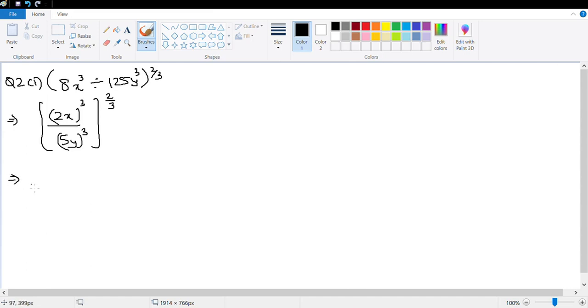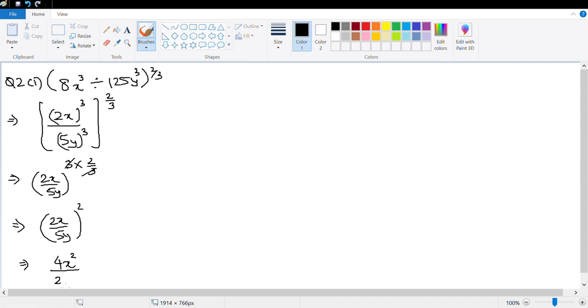So this is (2x upon 5y) cube multiplied with 2 to the power 3. 3 and 3 get cancelled. So my answer is (2x upon 5y) whole square. Let's open this bracket. This will be 4x square upon 25y square. So let's move on to the next question.